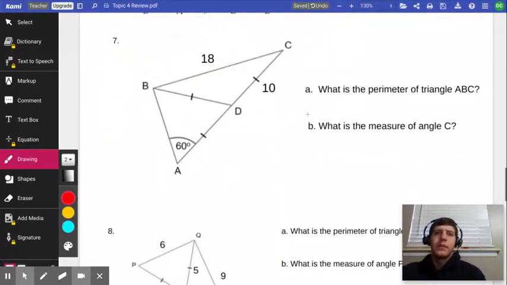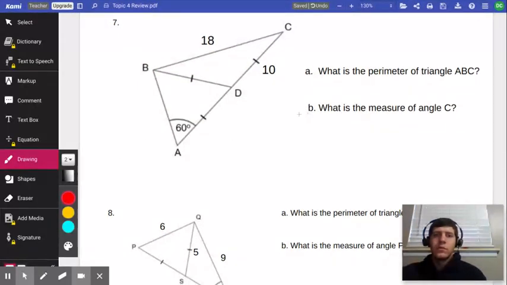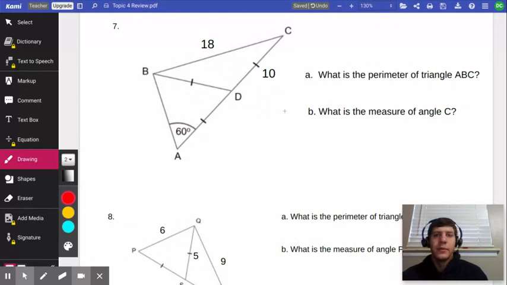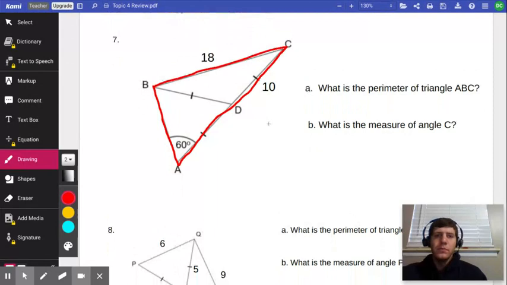All right. 7 here. So we want to know the perimeter. So the perimeter is the distance around the figure. So the perimeter would be AB plus AC plus BC. Right? Those three sides added together. So if we look, let's just fill in our sides then. Okay. So if this is 10, right, it's got the 1 hash mark. We know this is 10.